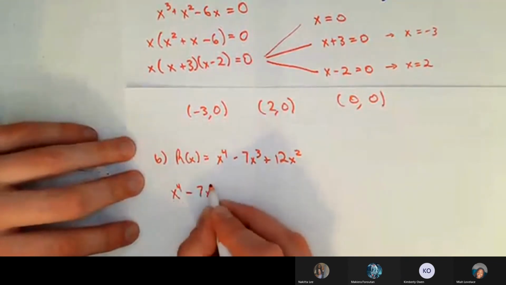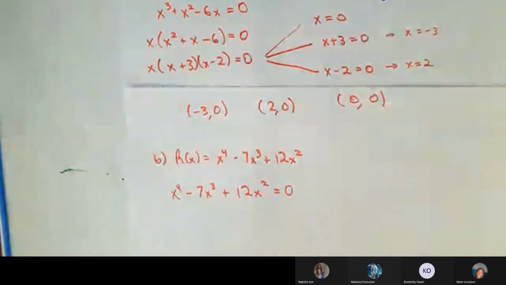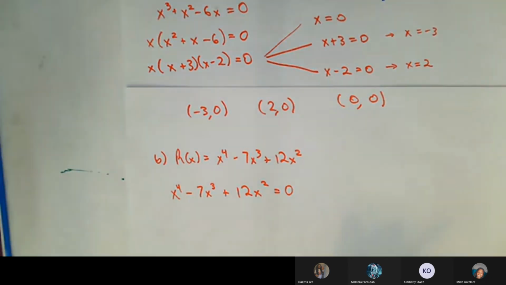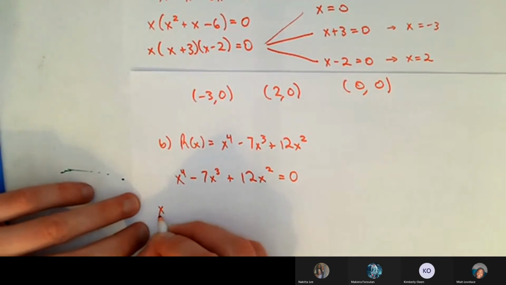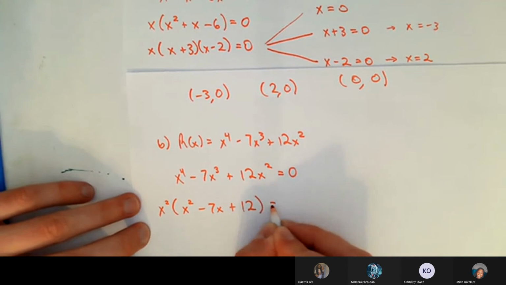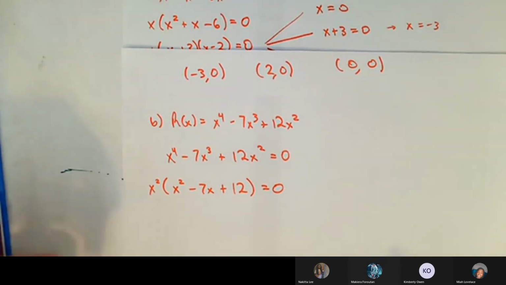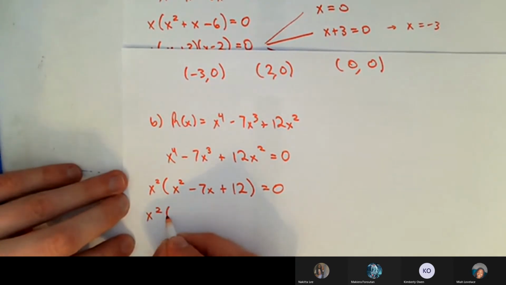Set this thing equal to 0 first, and we're going to solve for x. Does anyone see what I can factor off of this polynomial? I can factor an x squared off of all 3 of these terms. So it's very similar to part A. And then I can say, oh, look, it's a nice quadratic.